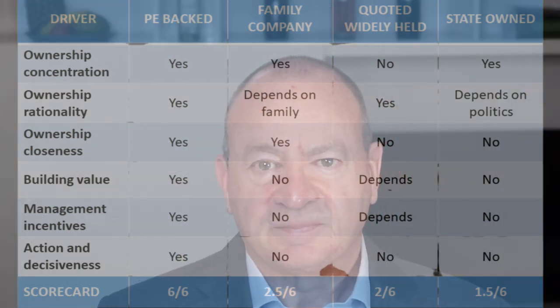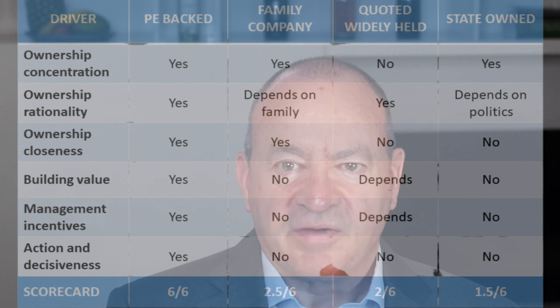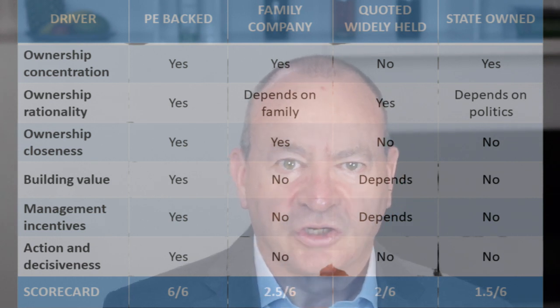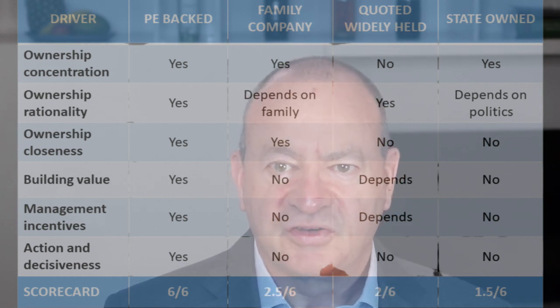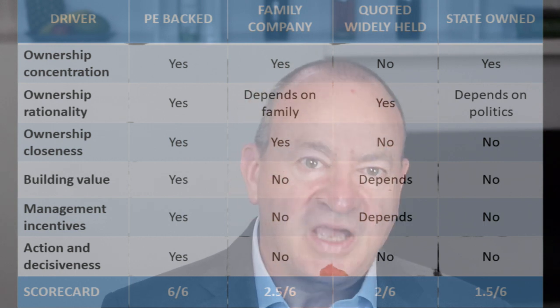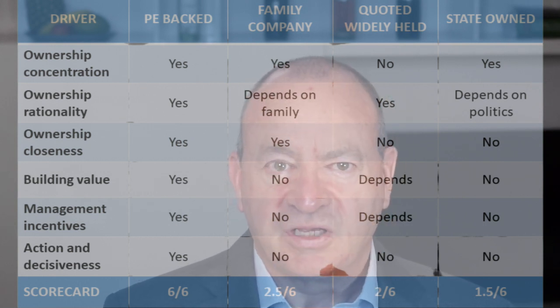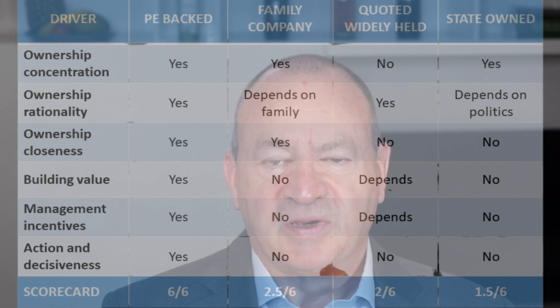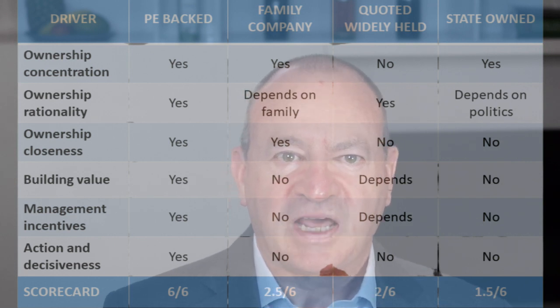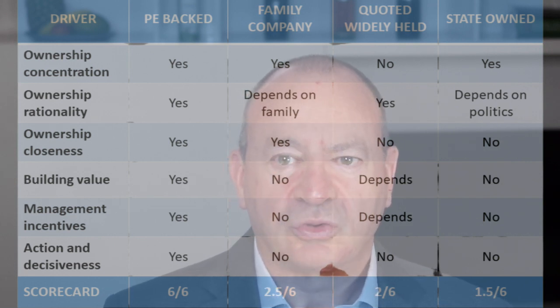Ownership rationality. Yes, the private equity owner is a rational economic operator. It's a trained investment officer. Family companies, it varies. Some of the family issues may spill over into the company, so the rationality is not always totally assured.